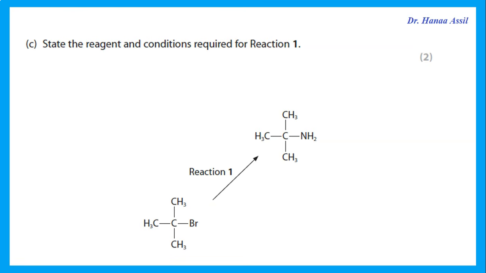State the reagent and conditions required for reaction 1. What was reaction 1? Trying to replace Br with NH2. What should I add? Ammonia in ethanol, and we said heat under pressure or heat in a sealed tube. So this would replace the Br with NH2.